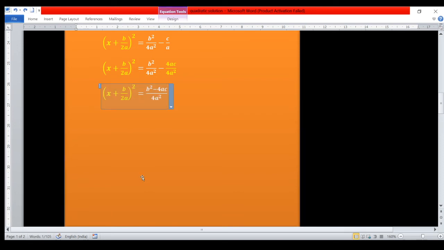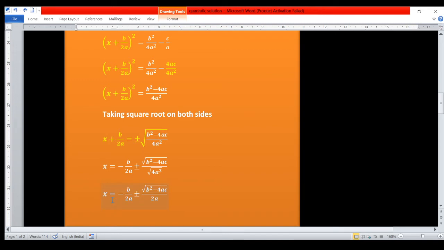So 4a square is the LCM, so b square minus 4ac. Next step, take square root on both sides. If we take square root on both sides, what will we get? Plus or minus. Yes. X plus b by 2a is equal to plus or minus the total value under root. Next, this plus b by 2a goes to the right side, so minus b by 2a plus or minus. So apply a square root for both numerator and denominator. So you will get x is equal to minus b by 2a plus or minus square root of b square minus 4ac by 2a.